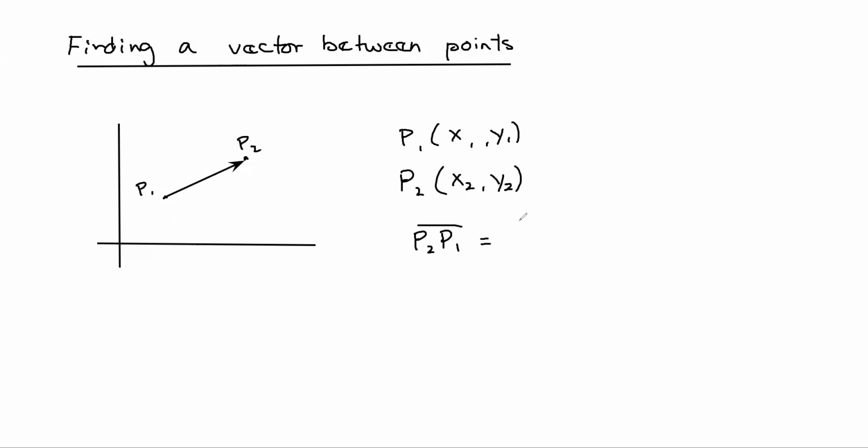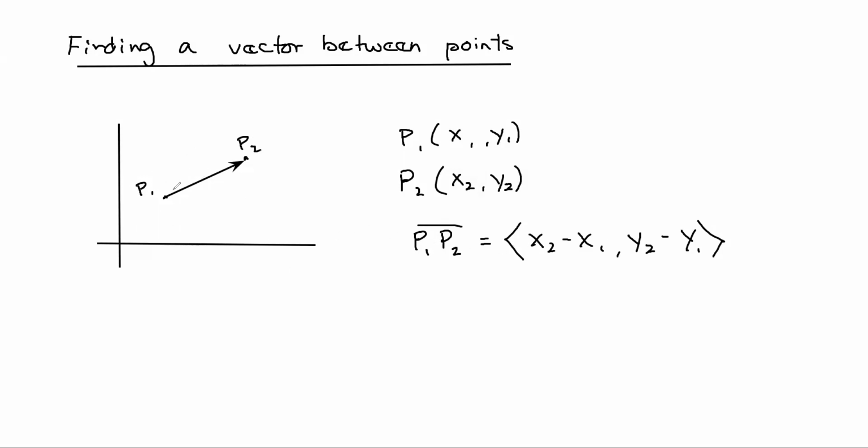And we could go through and subtract the components to find that vector. So we would go through and do x2 minus x1 and y2 minus y1. Actually, I think I have this reversed. It should be P1, P2. Okay, so that's how you go through and calculate that.